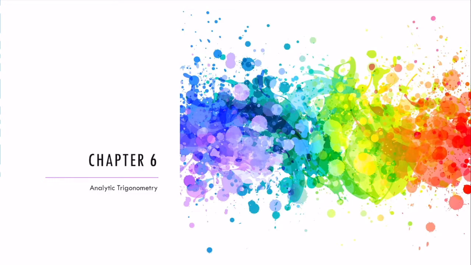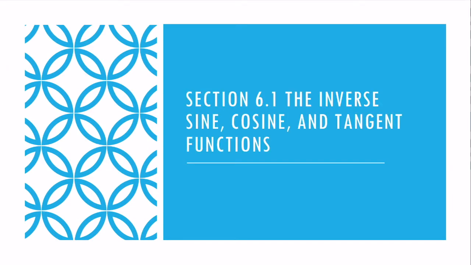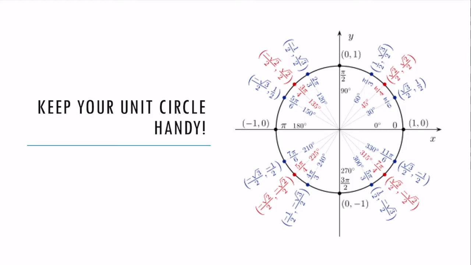Chapter 6 is all about analytic trigonometry. The first section is about the inverses of sine, cosine, and tangent. So let's think back to earlier in this course when we learned about inverses. What are some of the properties of inverses? I would also recommend keeping your unit circle handy. We love a good unit circle moment.